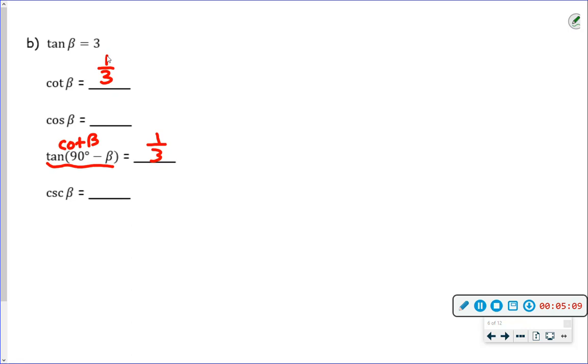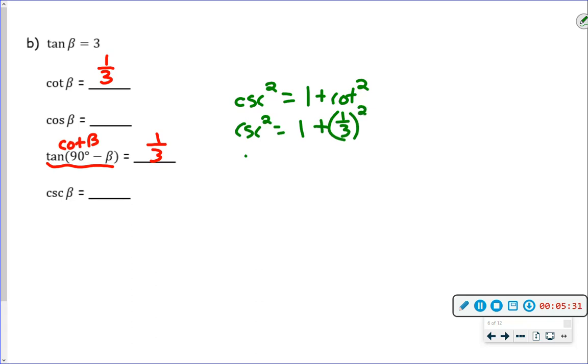So I'm going to jot down the Pythagorean identity I'm looking at, because we need cosecant, and we'll get to cosine. Cosecant squared equals 1 plus cotan squared. So we're going to figure out the cosecant. Cotangent they gave us, or we figured out from the reciprocal, 1/3 squared: square the top, square the bottom. I'm going to add 1, 1/9.